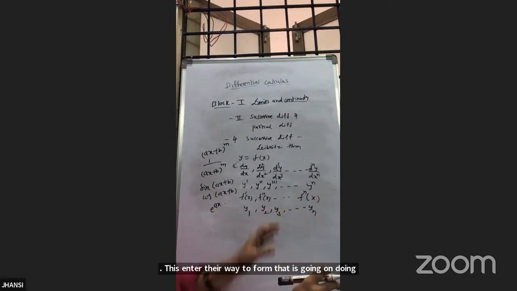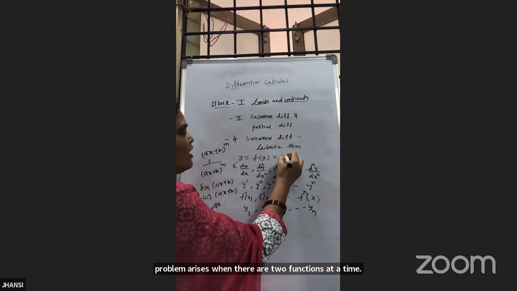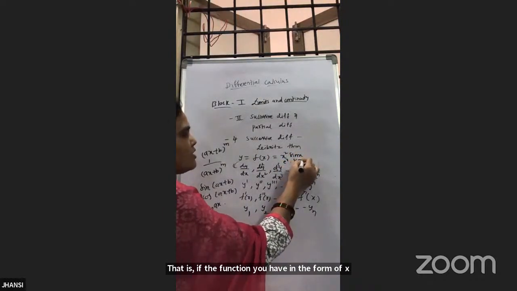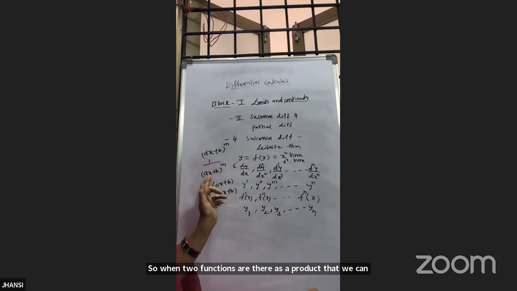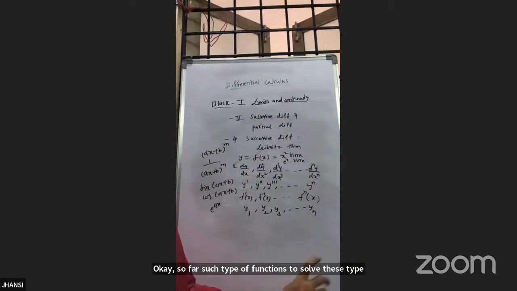But the problem arises when there are 2 functions at a time. That is, if the function is in the form of x square and also sin x, or e power x and sin x. When 2 functions are there as a product, then we can't use these nth derivative formulas here. That means for x to the power of m you have one formula, and for sin x you have another formula. 2 formulas at a time you can't club together to solve the problem. So for such type of functions, the Leibniz theorem is used.